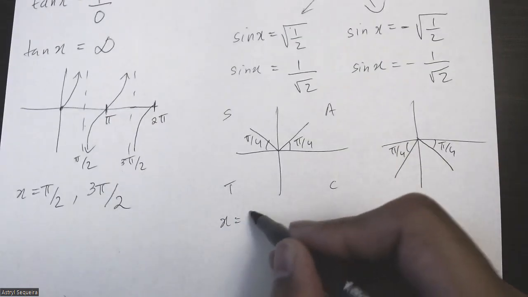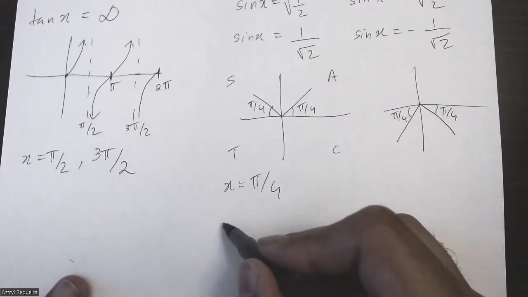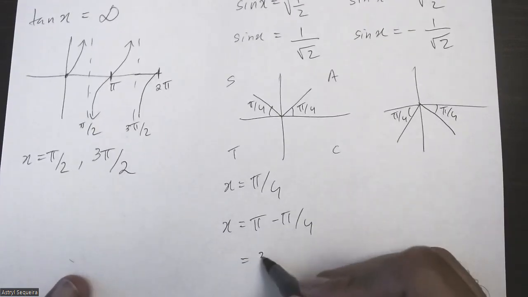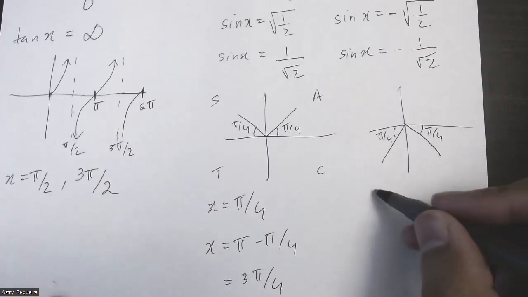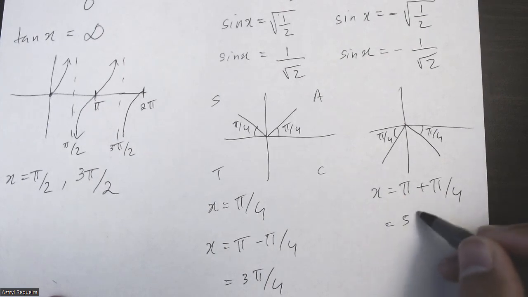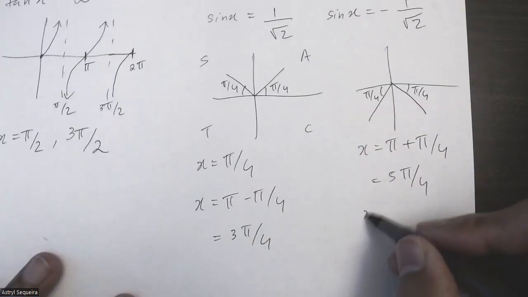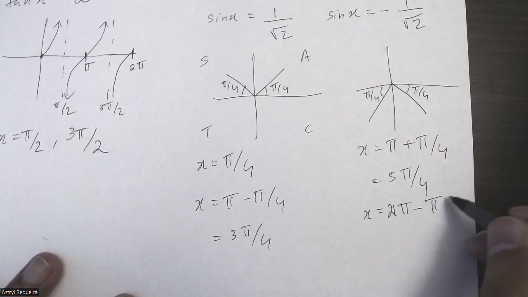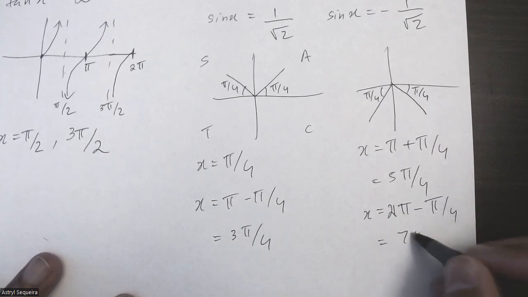So here my first solution is pi over 4. Second solution is pi minus pi over 4, which is 3 pi over 4. Third solution is pi plus pi over 4, which is 5 pi over 4. And last solution is 2 pi minus pi over 4, which is 7 pi over 4.